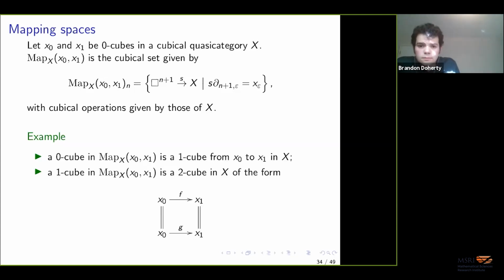So I've drawn an example here so that you can see what a natural kind of definition this is. A zero cube in this mapping space from x0 to x1 is just a 1 cube, just an edge of X that starts at x0 and ends at x1. So we can see we have a couple of those there, f and g, in the drawing. And a 1 cube would be a 2 cube in X. Say a 1 cube from f to g here would be a 2 cube in X that has just the degeneracies at these vertices as 2 of its faces, and then f and g at the other 2 faces. So just by looking at it, you can see that this is natural to think of as an edge from f to g, if f and g are vertices of this mapping space.